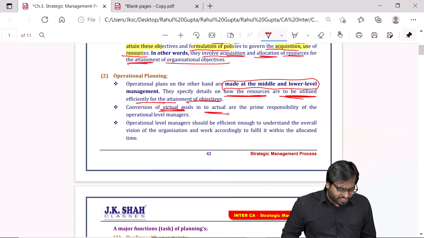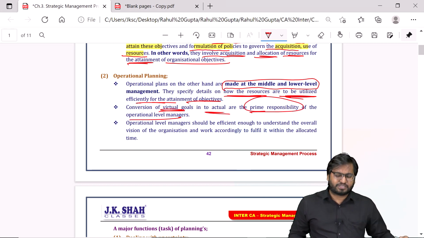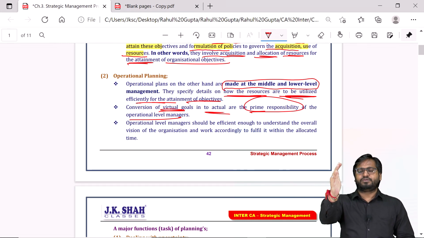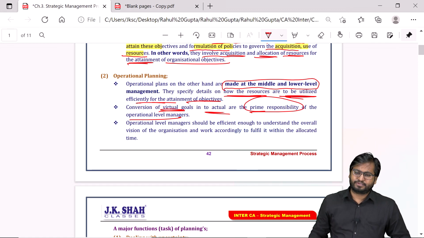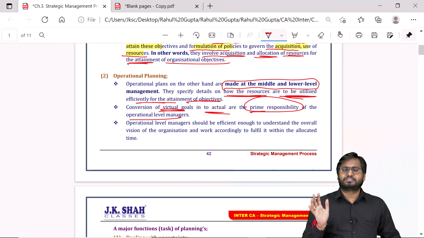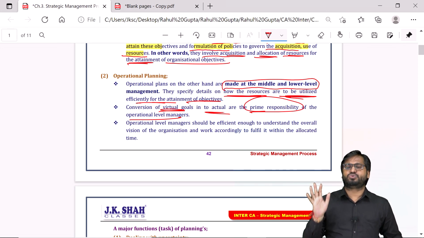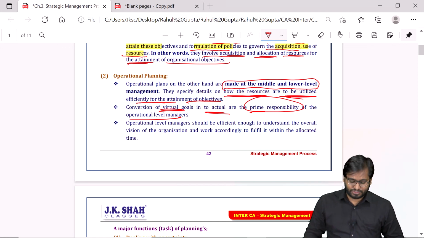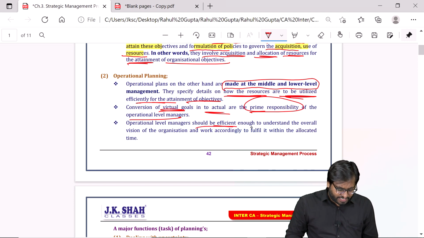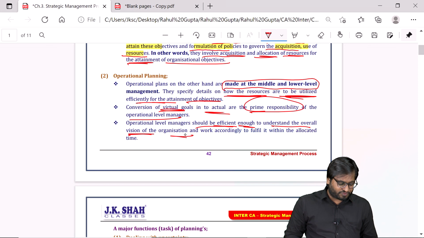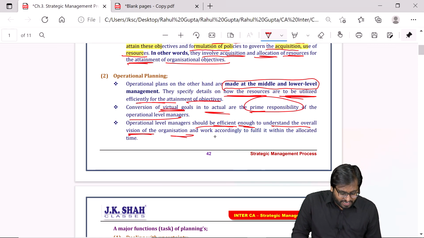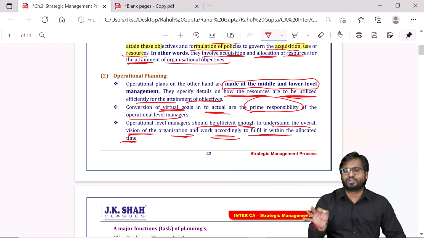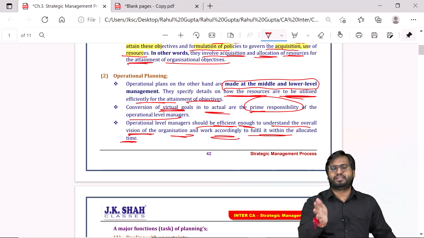Conversion of virtual goals into actual ones is the responsibility of the operational level managers. Whatever we have thought of as corporate level management, whatever our goals, who is responsible to fulfill all those goals? Functional level managers, operational level managers. Operational level managers should be efficient enough to understand the overall vision of the organization and work accordingly to fulfill it within the allocated time. So they should try to achieve all their targets within a specified time frame.